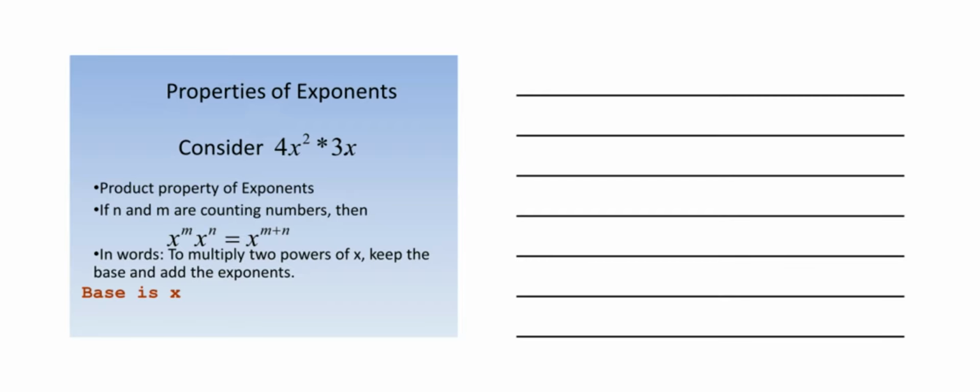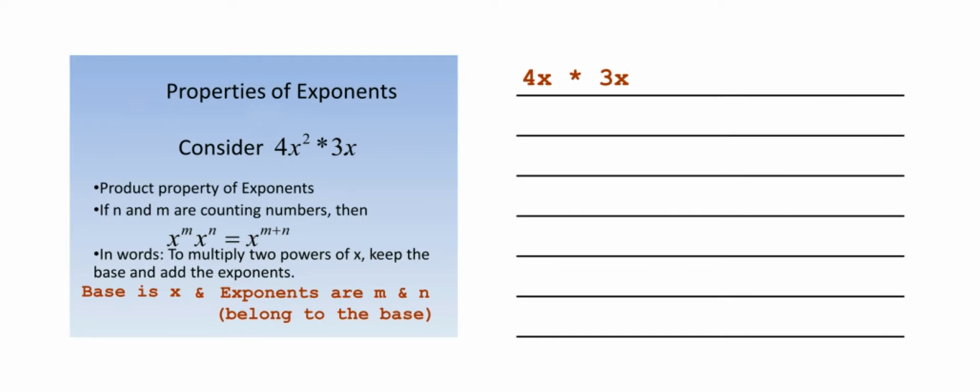Let's notice that the base is x, so in this case both have the base of x, so that's why we're able to combine. And let's also notice that the exponents are m and n. And do notice, the exponents belong to the base. So in this case we have 4x squared times 3x. Notice a big dot could be used instead of an asterisk for multiplication.